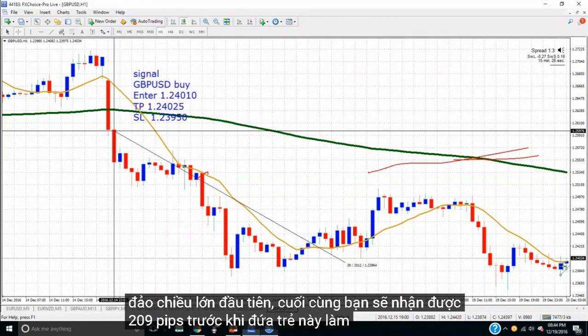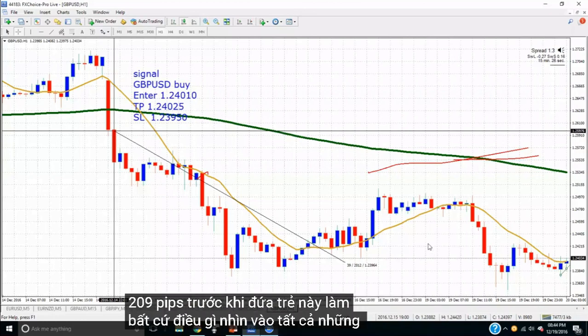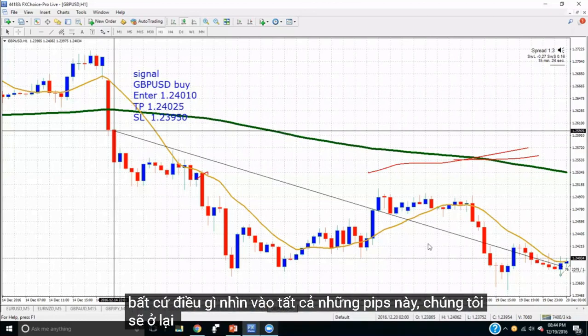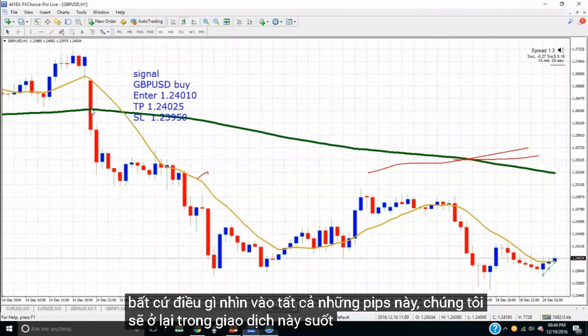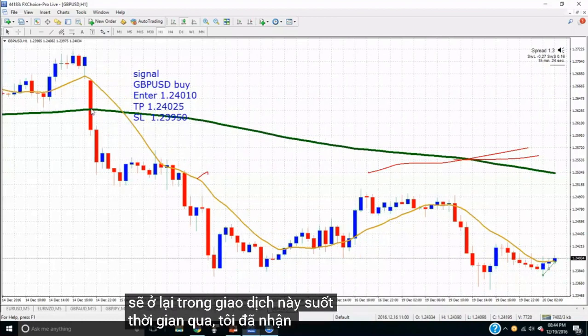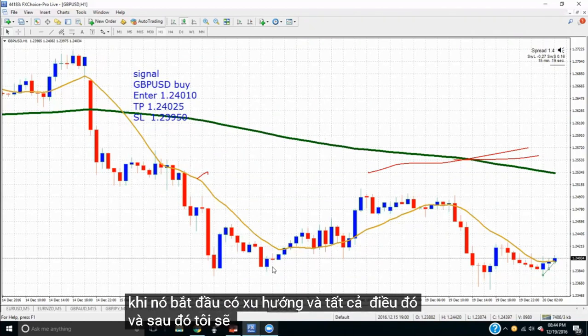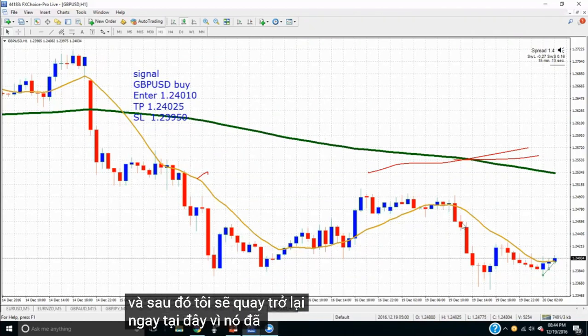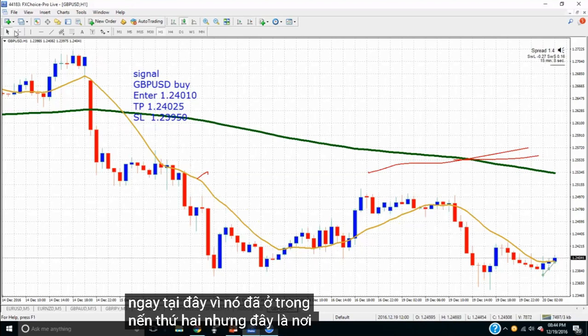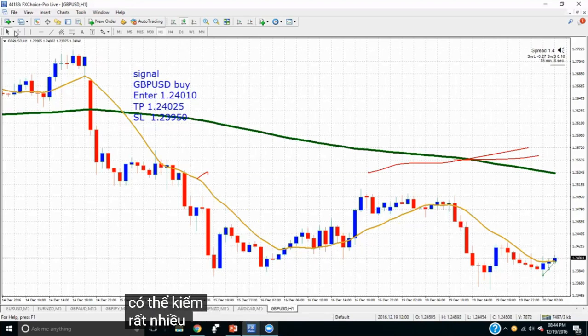Ultimately, before this baby did anything, look at all of these pips. We would have stayed in this trade all this time. Now, I would have got out right here when it started trending and all of that, and then I would have got back in right here. Well, right here, because it was in the second candle. But this is where you can make lots of money, right here.